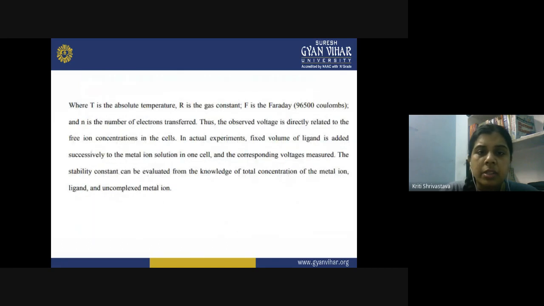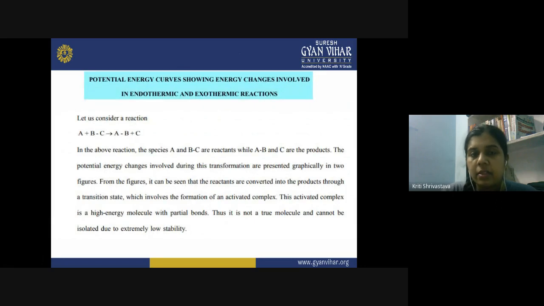So this was about the different methods which we can use to study the different aspects of a particular metal complex. Now let us see, when the complex formation takes place, what are the potential energy changes, and what type of reaction can be involved during the formation of the metal complex. Right now we have seen what we mean by metal stability constants, different types of metal stability constants, and how we can determine them. Now what are the changes during the formation?